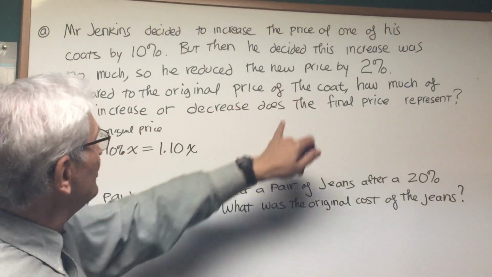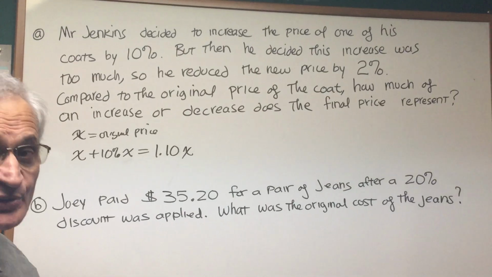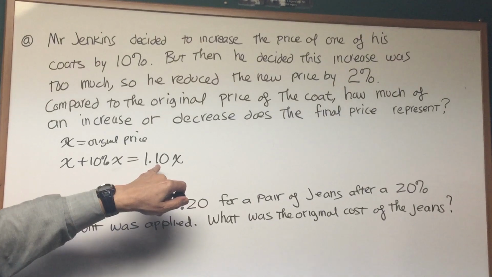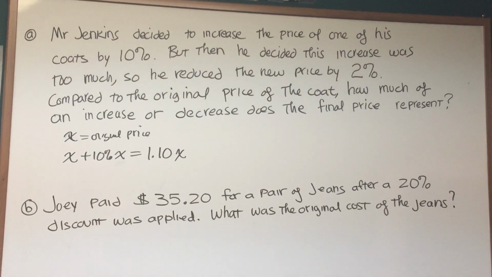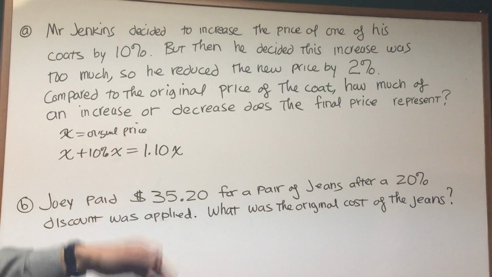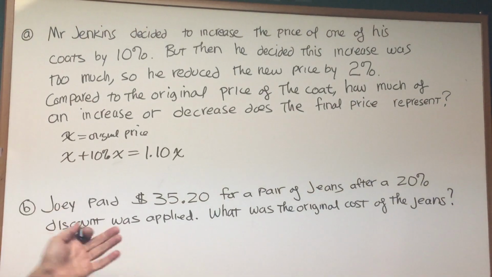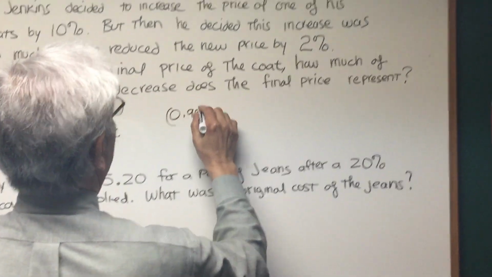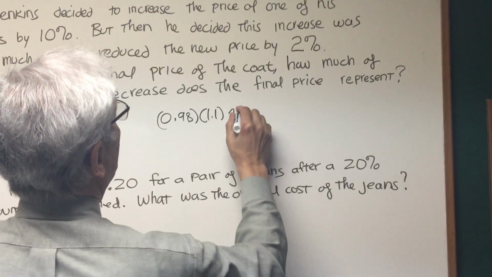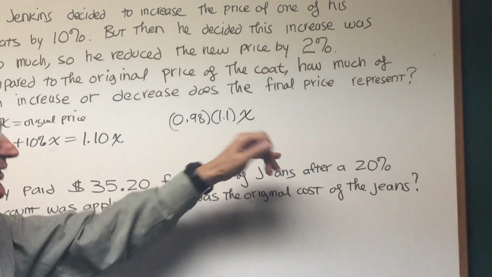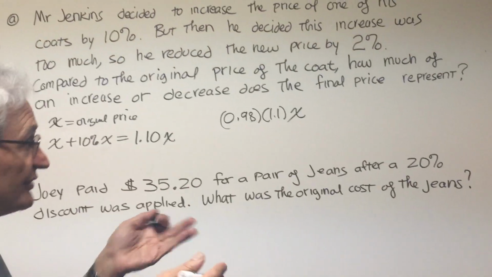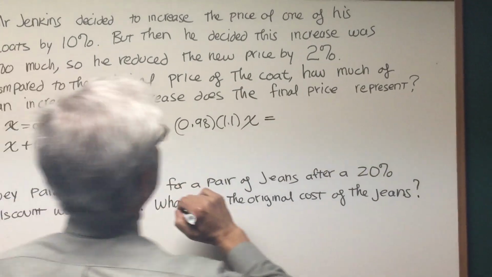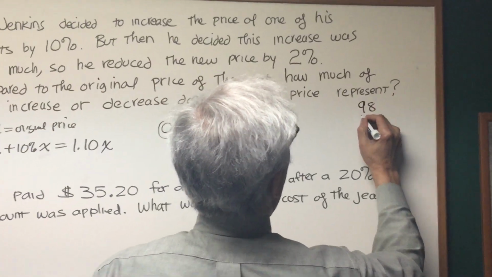Okay, so now he decides to reduce that new price by 2%. Well, if you reduce it by 2%, what you're doing is reducing it by 2% of this. And a short way of doing this is to say, well, if you're reducing this by 2%, you're really only taking 98% of this value. So the new price is going to be 98% times 1.1 times X. So that's going to be the expression that's going to give us the percent compared to the original price. So 1.1 times 98, let's see, what will that be?